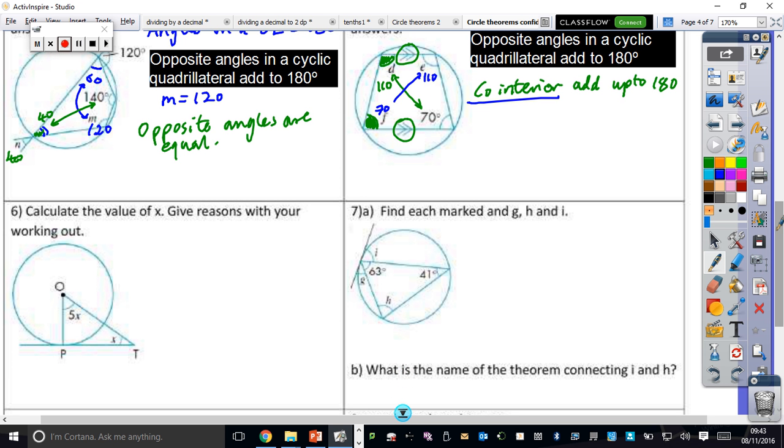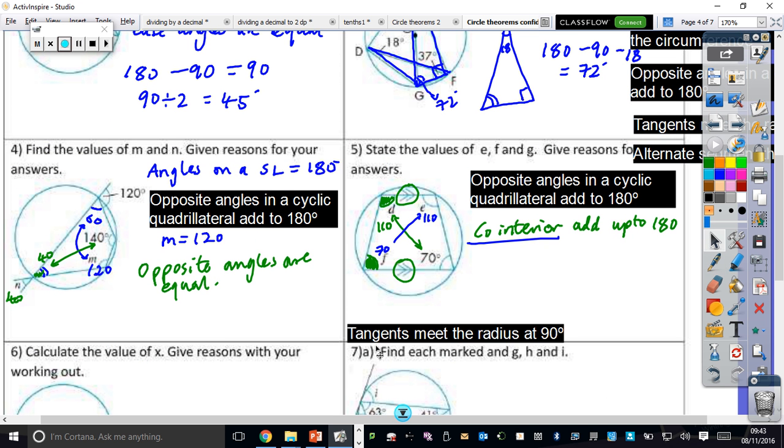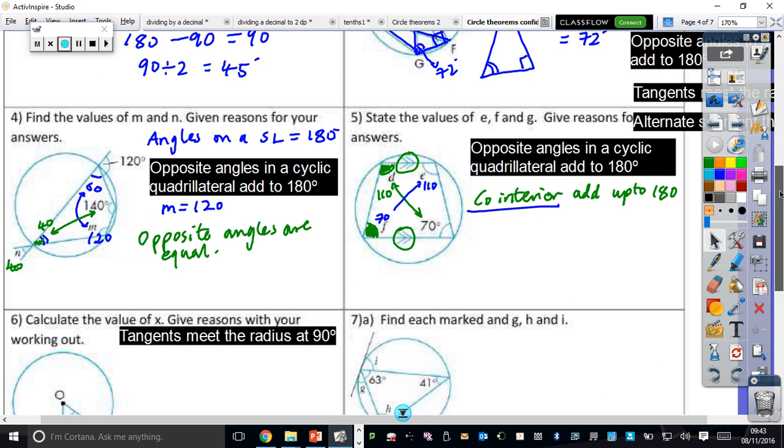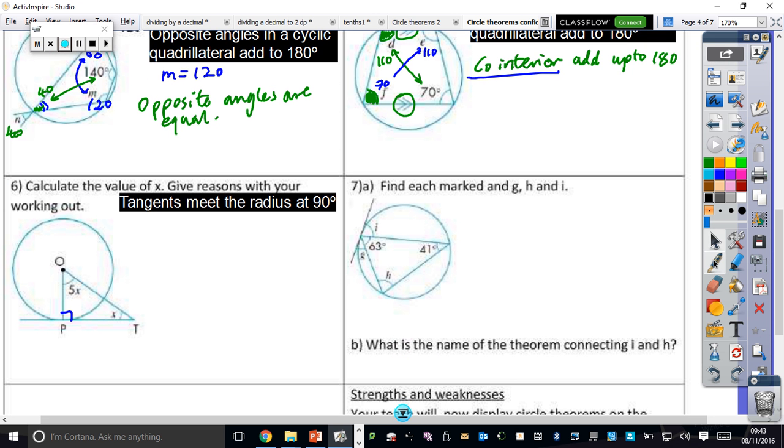Right, next bit. How long have we got? Well, we might be able to do this, it's fine. So, we've got a tangent and we've got a radius. They meet at 90, so put that on. Okay? Make sure you write down tangents meet radii at 90 degrees. This is like that other one where you've got letters involved. So we've also got a triangle, so angles of a triangle equal 180 degrees.